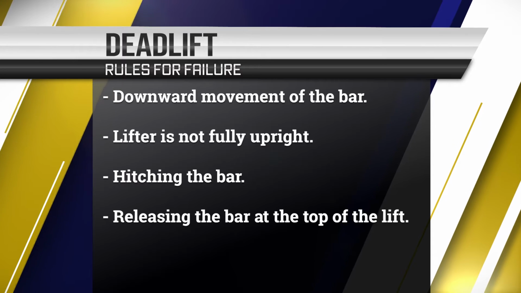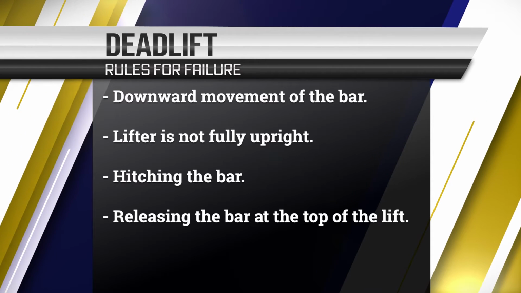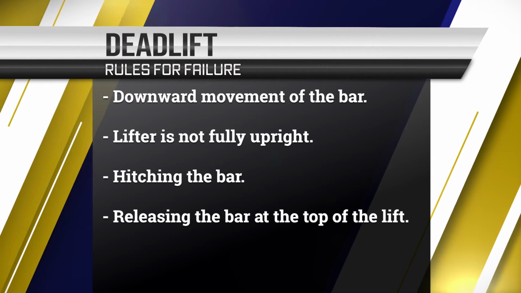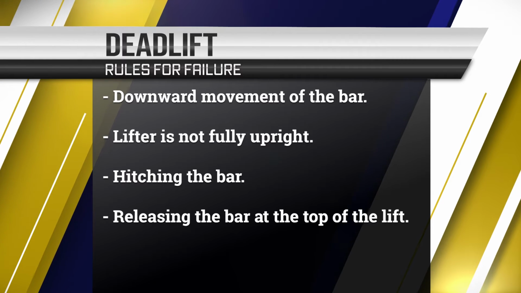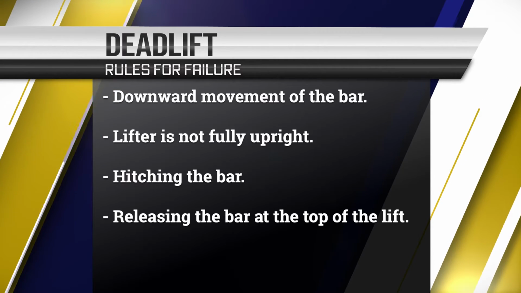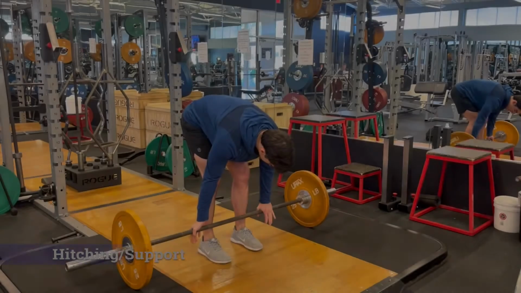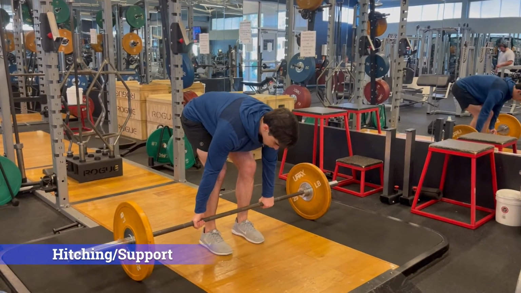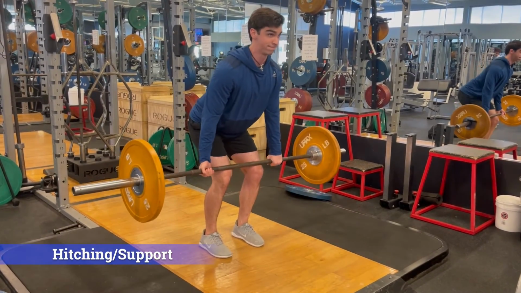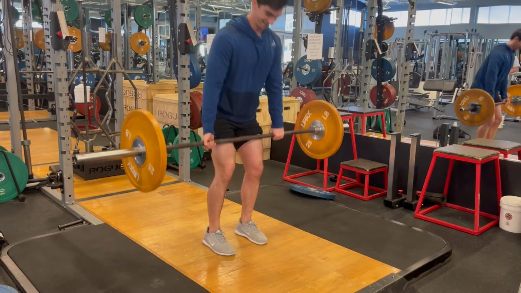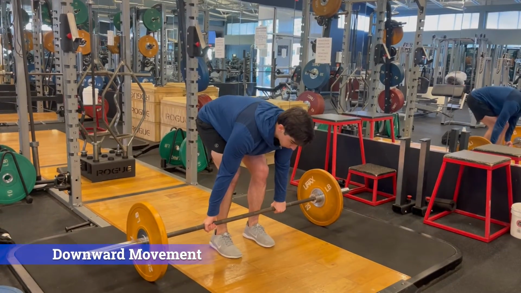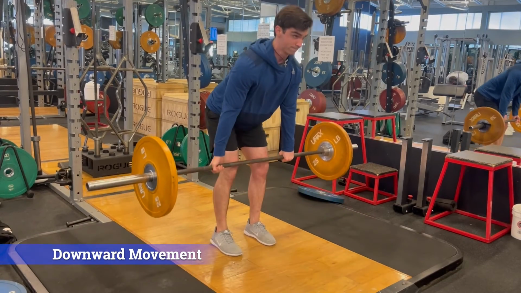Some reasons why you might fail your deadlift are because of a downward movement of the bar, the lifter is not fully upright, hitching the bar, and releasing the bar at the top of the lift. Here's an example of hitching or supporting the bar with your thighs. And here's an example of downward movement of the bar during the lift.